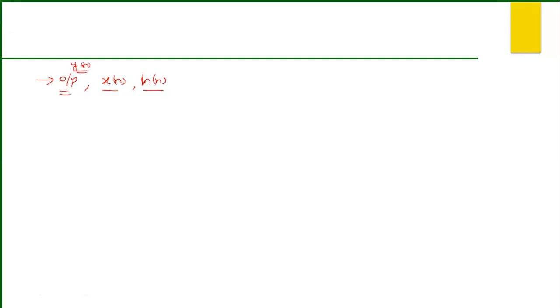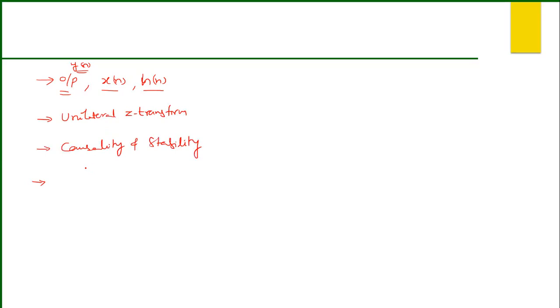How to find that? And how to find that using the unilateral Z transform? And the most important question: what is the condition for causality and stability? This is a very, very important and guaranteed question in the VTU examination. And finally, the response of the system.